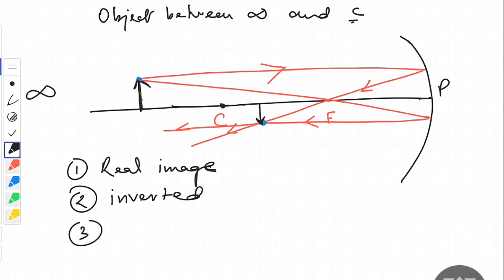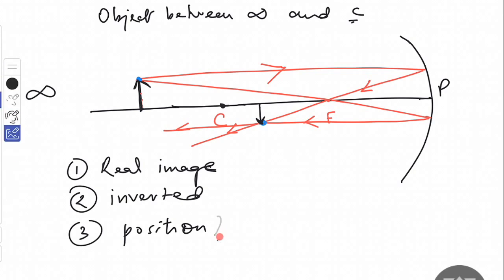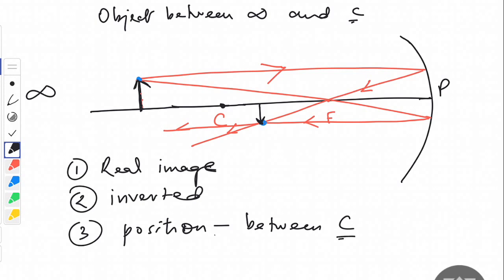Third question, what is the position of image? Tell me, what is the position, guys? The position is between center of curvature and focal length, correct? Good. So the position is going to be between C, the center of curvature, and F, which is focus.